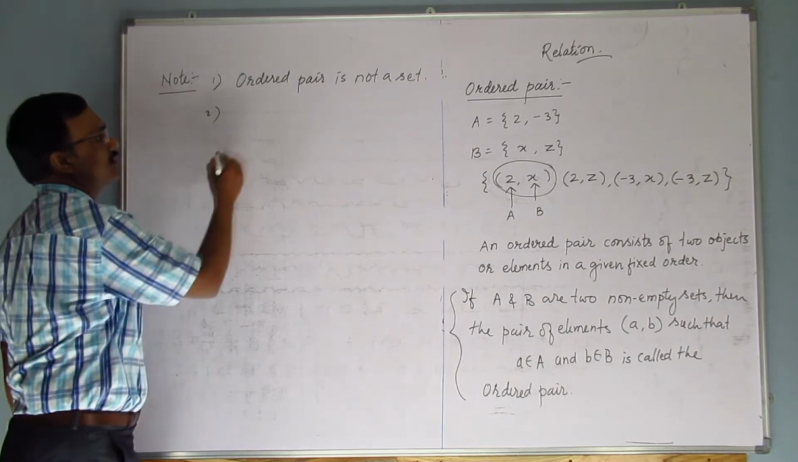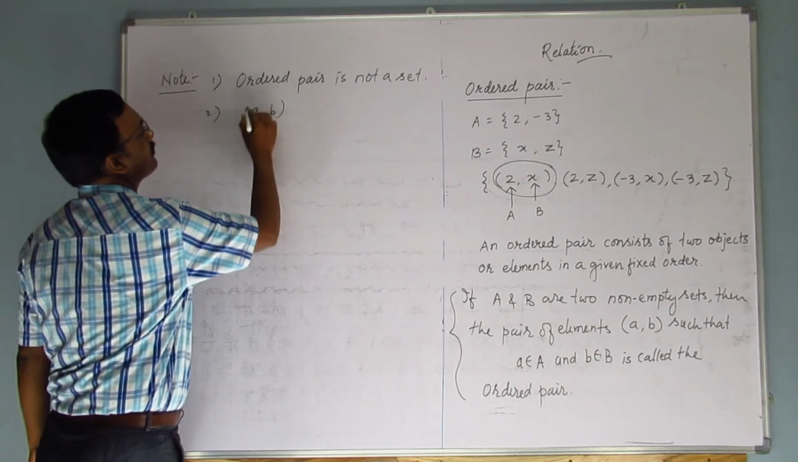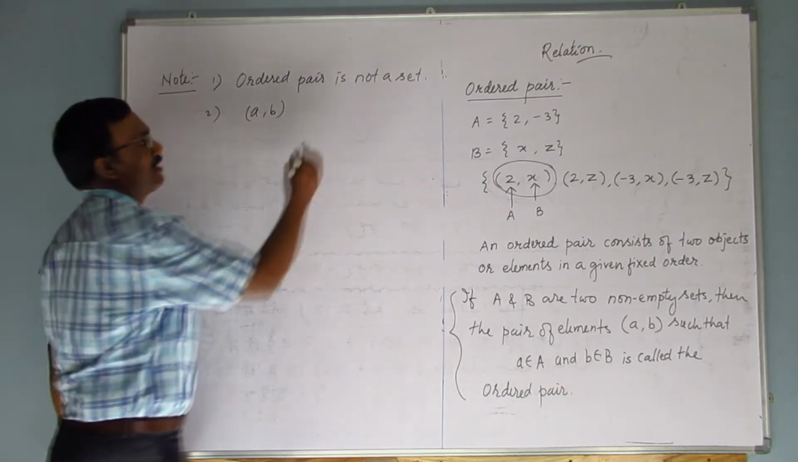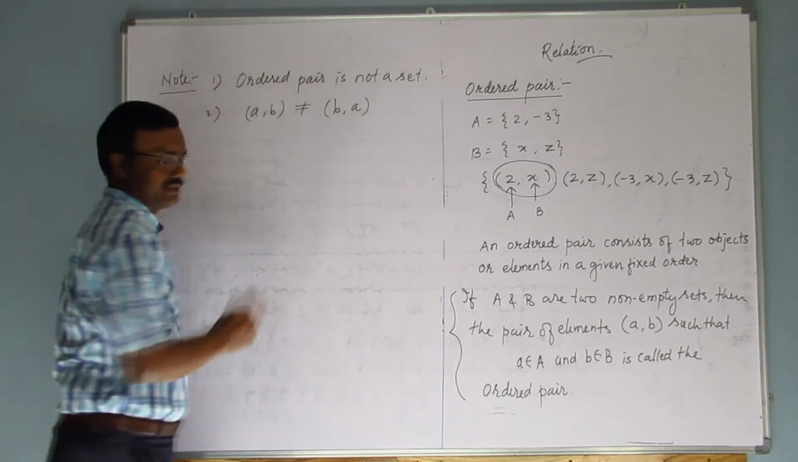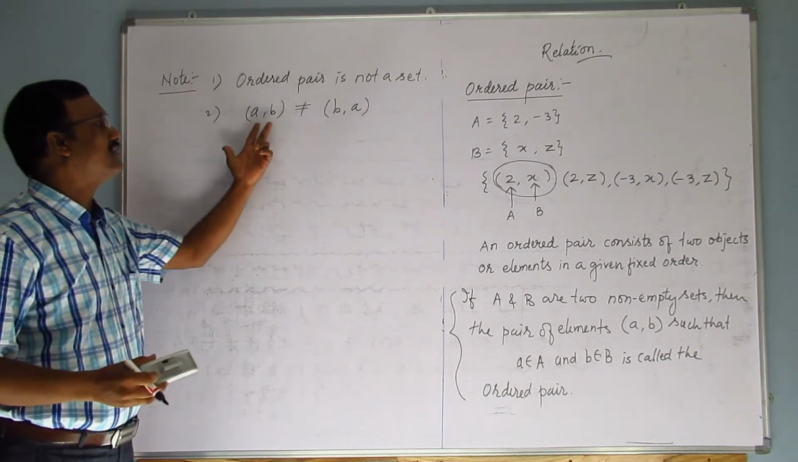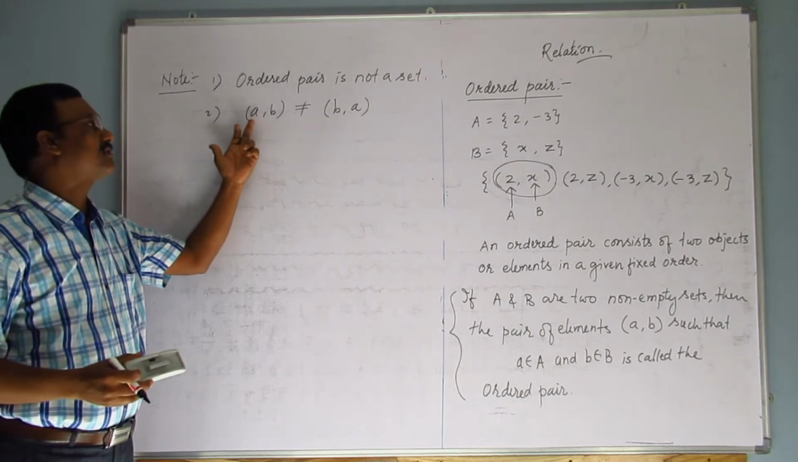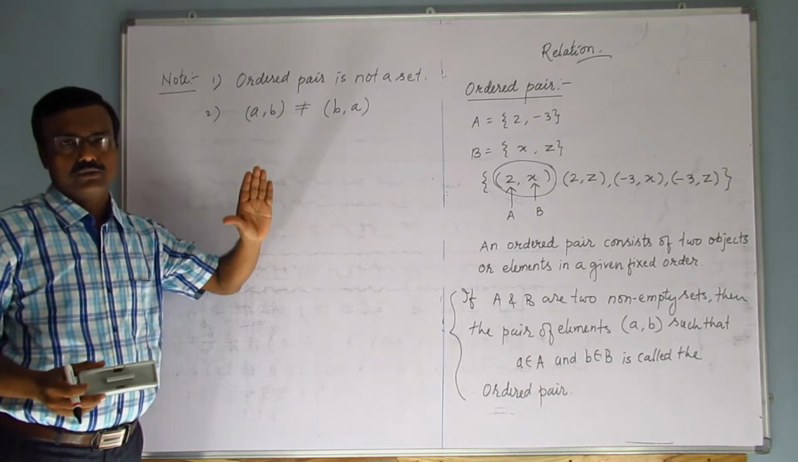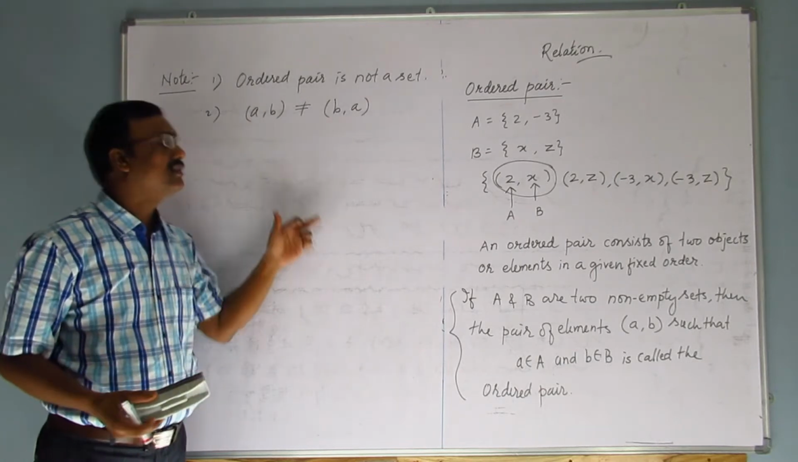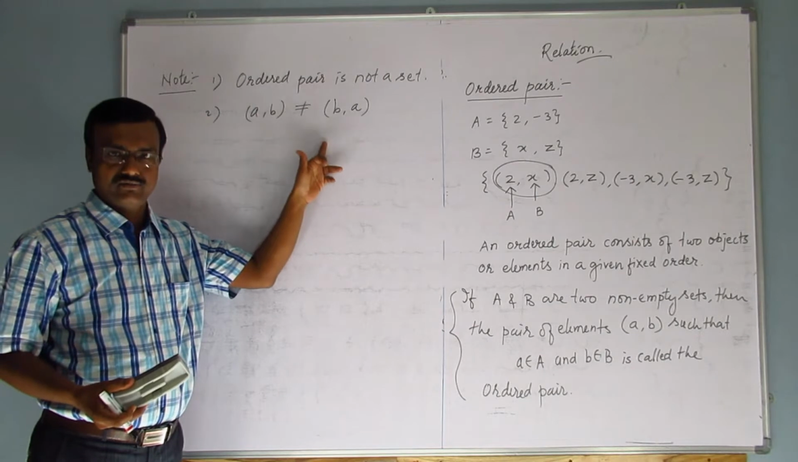And the second one is: if (a, b) is the first ordered pair and (b, a) is another ordered pair, then these two are not equal, because we can't go by the content. This contains a and b, this also contains a and b, but in a different order, so may they be equal? No, as far as ordered pairs are concerned, these two are totally different.